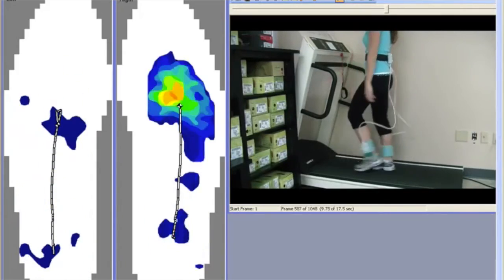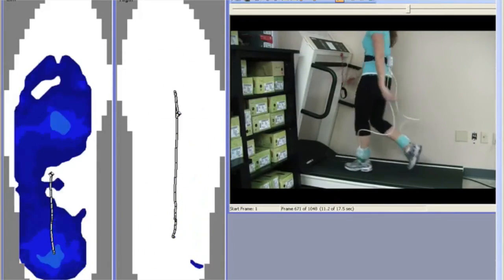There are many more out there, including integrated systems that come with hardware like treadmills.